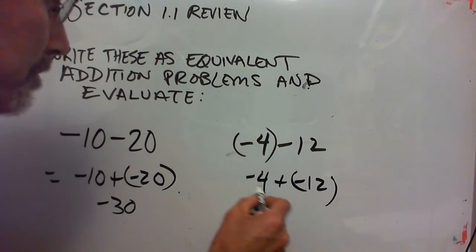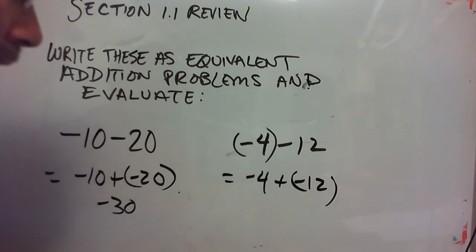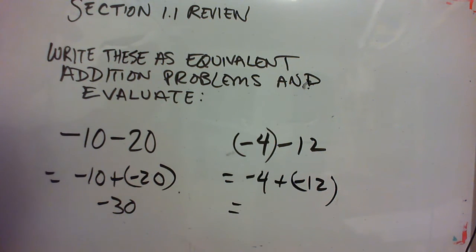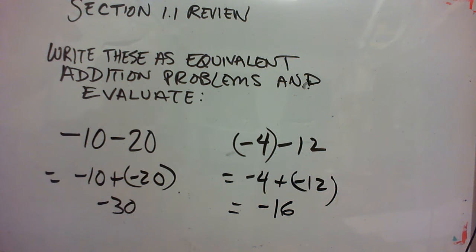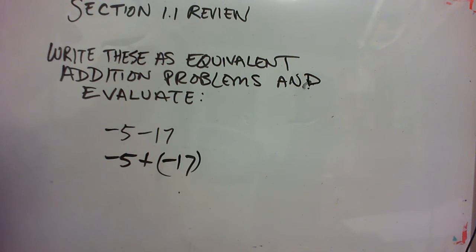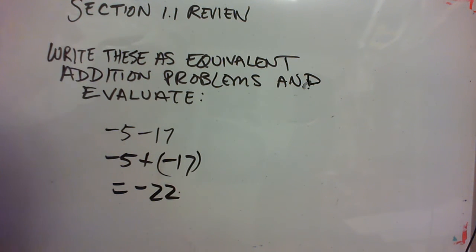The second one, we rewrite as -4 plus -12. Two negatives, again, add up to a bigger negative, -16. Okay, here's another problem for you to try. -5 minus 17. Rewrite it as an addition problem and evaluate. So here we get -5 plus -17 makes -22.